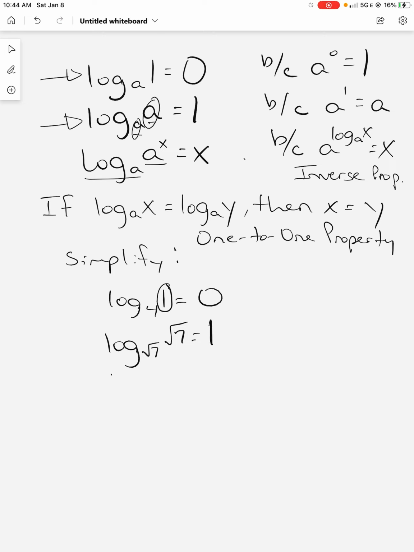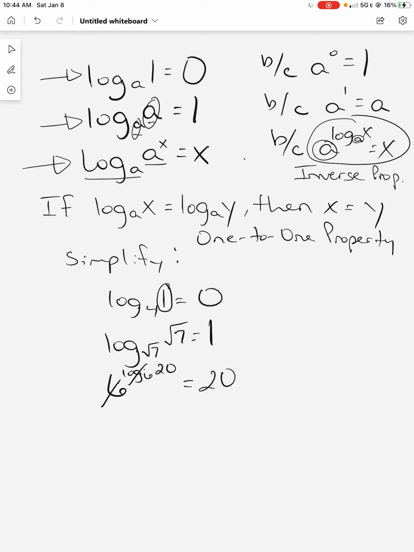Let's look at 6 raised to the log base 6 of 20. So this is our inverse property. You could look here or here. When the base here and here are the same, they just cancel each other out. So this 6 raised to the log 6 really goes away, and you're just left with the 20. Okay?